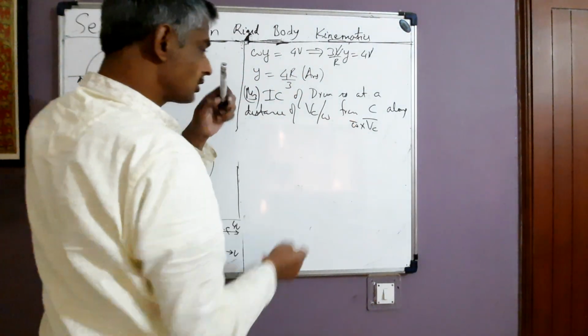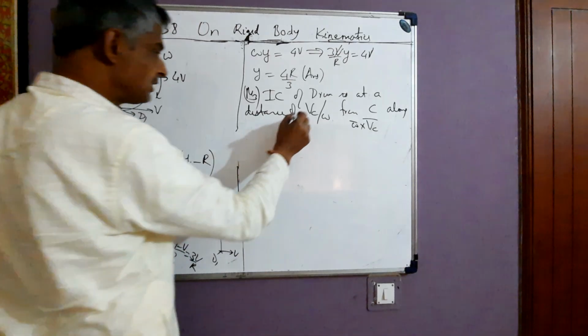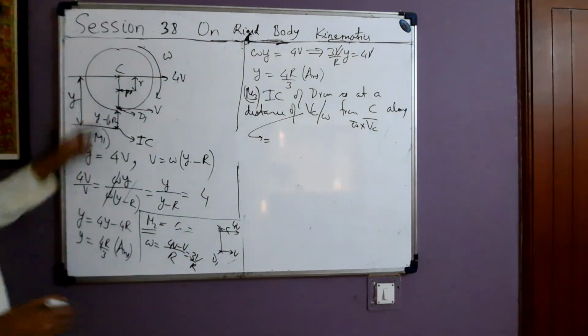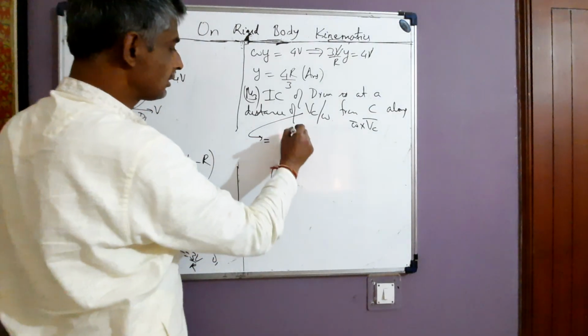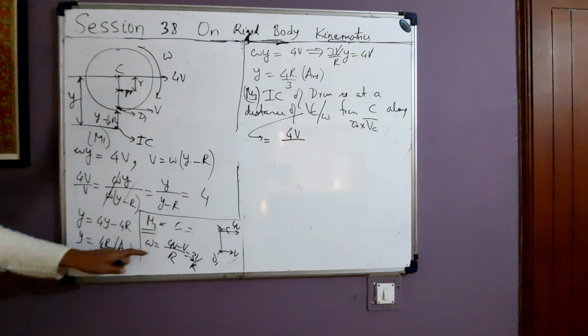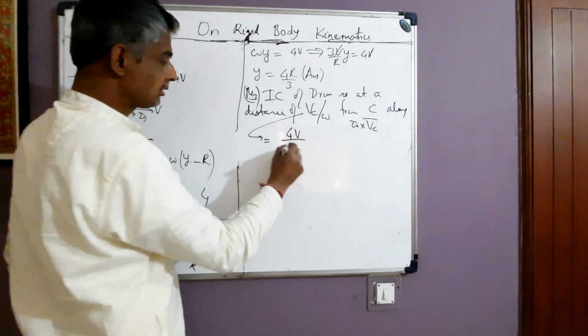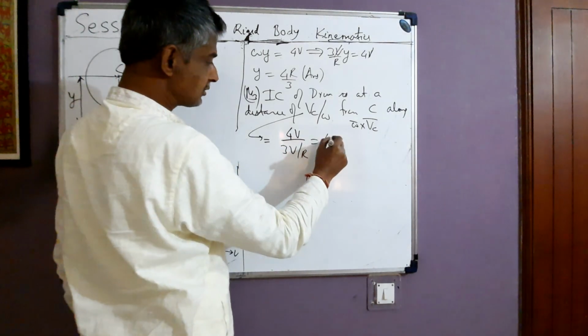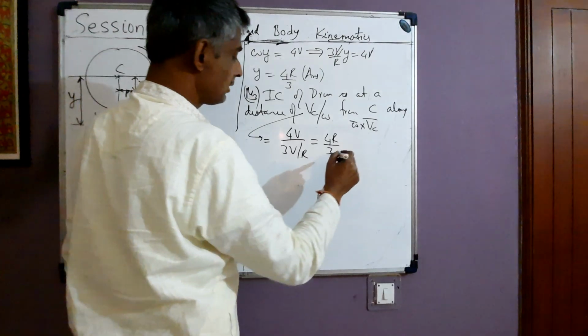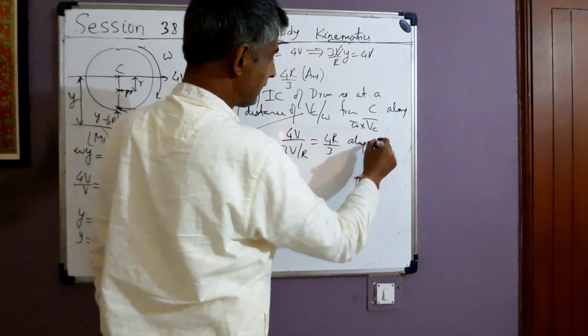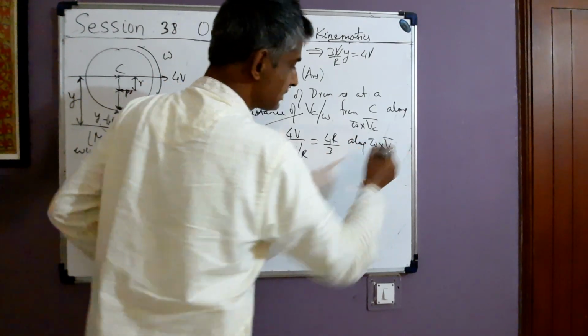Along the direction omega cross Vc. Now Vc by omega is how much? Vc is just given to be 4v, and omega we have calculated in method 2 as 3v by r. So v cancels out, and this becomes 4r by 3, along the direction omega cross Vc.